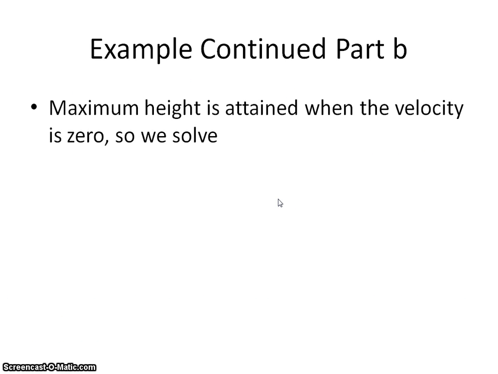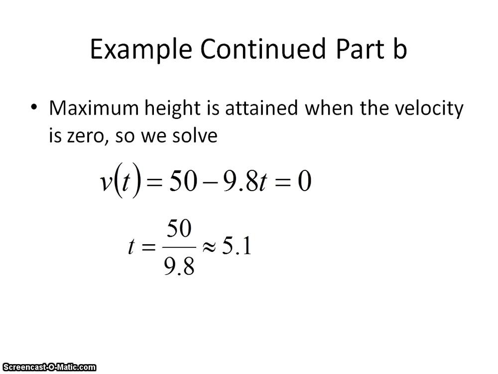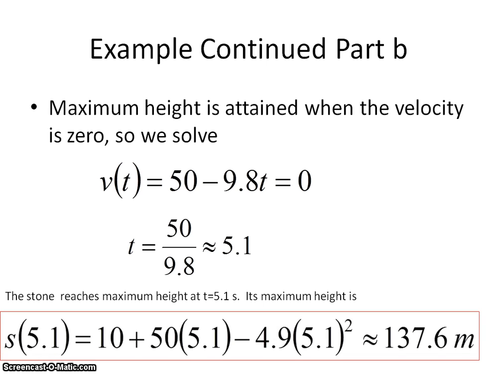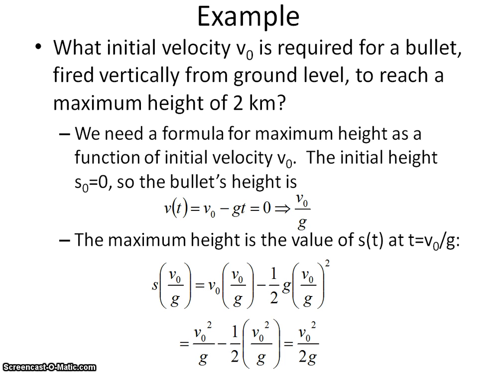All right, the maximum height is attained when the velocity is 0. So we have to set the velocity function equal to 0. And when we solve that, we get t equals approximately 5.1. So the stone reaches the maximum height when t is 5.1 seconds. So now we plug 5.1 into our height formula to get 137.6 meters.